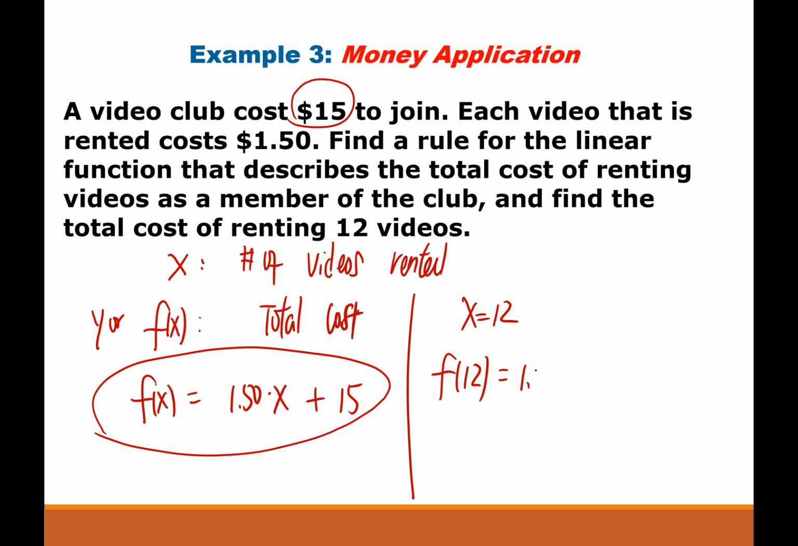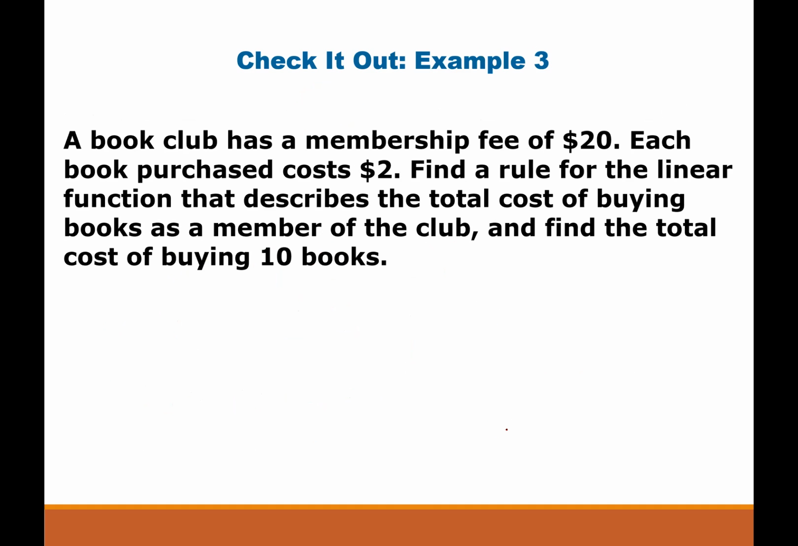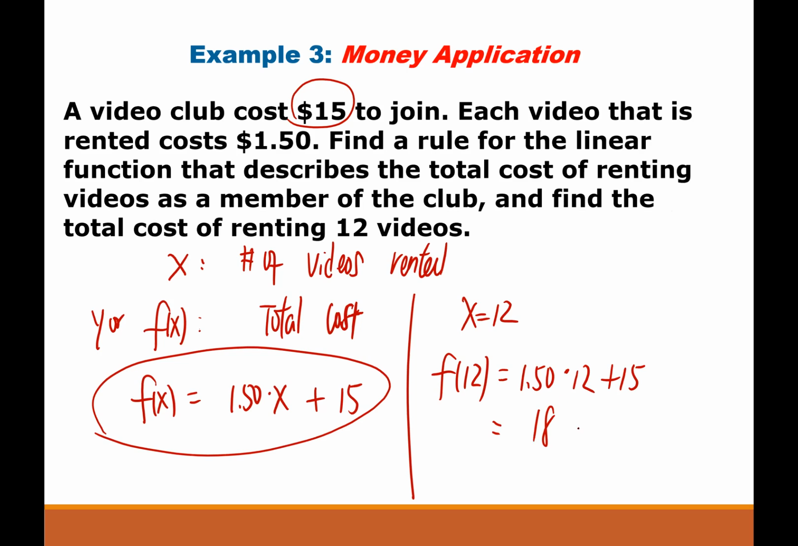So this is going to be 1.50 times 12. X becomes 12, adding 15. And then 1.50 times 12, that's $18 plus $15. Total will be $33. So it costs a total of $33 for renting 12 videos.